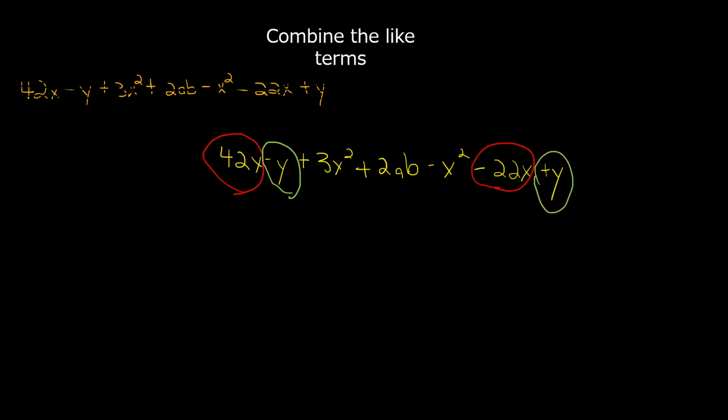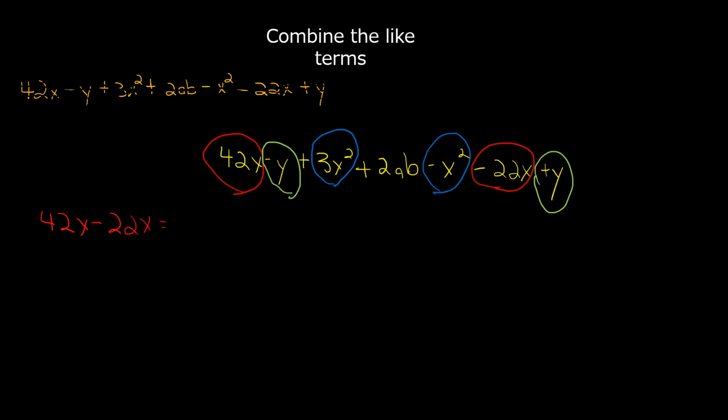We also have other terms that are alike. Let me find a color. 3x squared, positive 3x squared, and negative x squared. So these terms that you see in the same color are like terms that we can combine and evaluate. So what do I mean by combine and evaluate? Let's start off with what I circled in red, 42x minus 22x. And that's what I will put in red, 42x minus 22x.